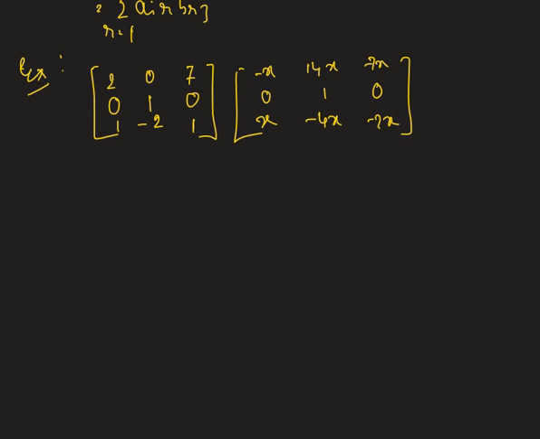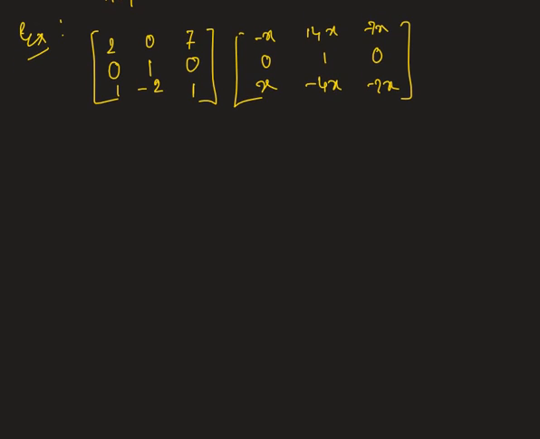Now with the help of matrix multiplication we need to find the value of x in these matrices. We have been told that the product is equal to an identity matrix. As we can see, it is a 3 cross 3 matrix and the other is also a 3 cross 3 matrix. Hence the product must be a 3 cross 3 matrix, and since it is an identity matrix, it is going to be an identity matrix of order 3. Okay, so let's see.